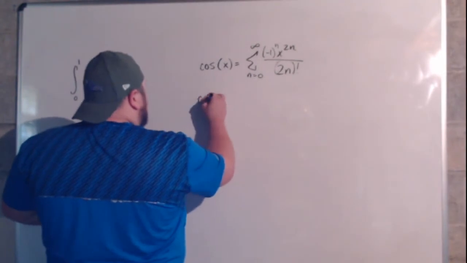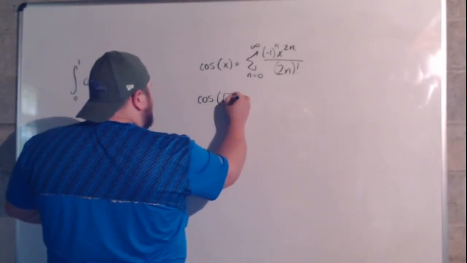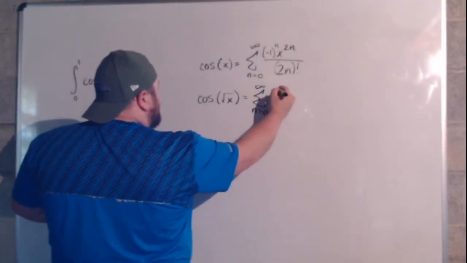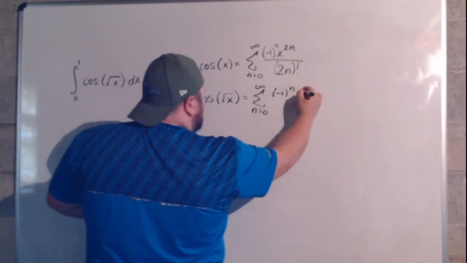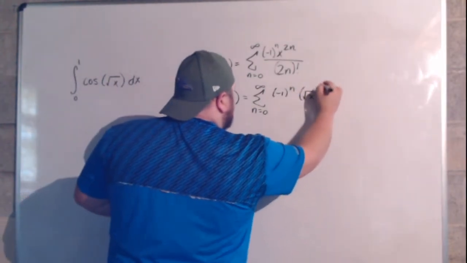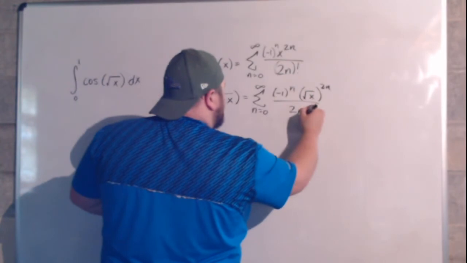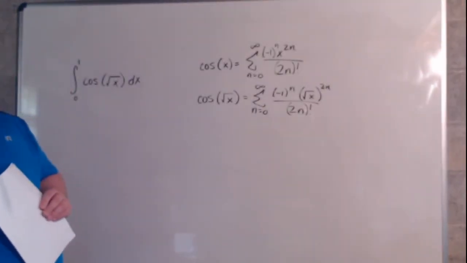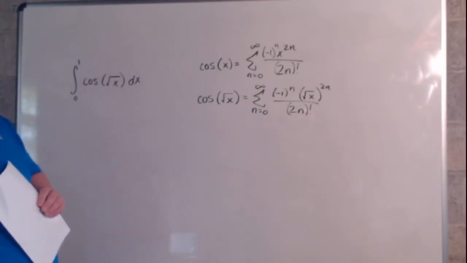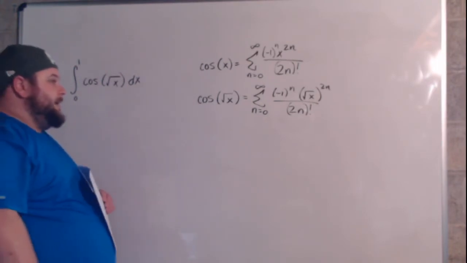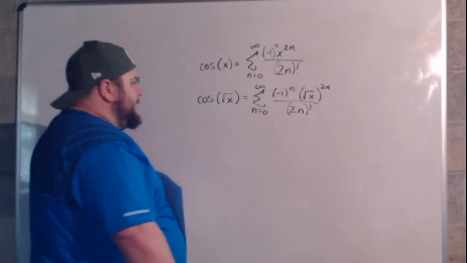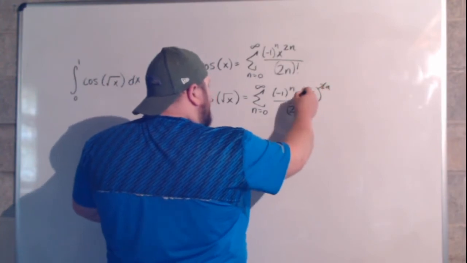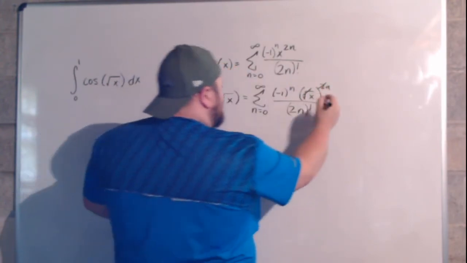So this would become cosine of the square root of x, which if I plug that in now, would look like this. And we can simplify that because the square root of x to the 2n, well, square root is like x to the 1/2. So this 2 and the square root will cancel.